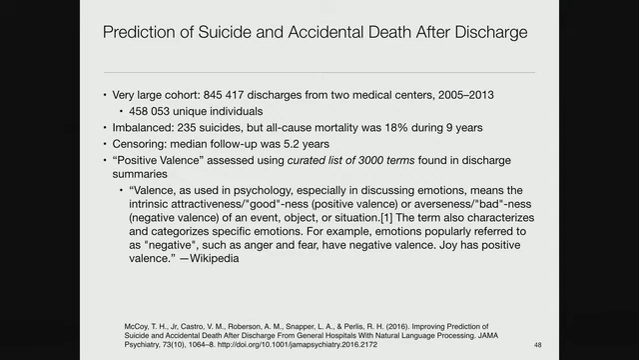On the other hand, all-cause mortality was about 18% during 9 years of follow-up. So that's not so imbalanced. And then what they did is they curated a list of 3,000 terms that correspond to what in the psychiatric literature is called positive valence. So this is concepts like joy and happiness and good stuff, as opposed to negative valence like depression and sorrow and all that stuff.